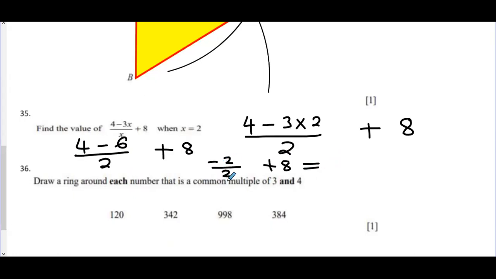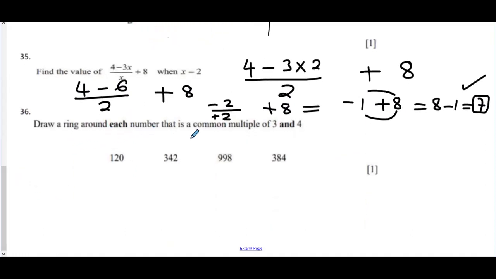Okay. Negative 2 divided by 2. Negative divided by positive is negative. So 2 divided by 2 is 1. Add 8. Now here you have to swap. That will be 8 minus 1, and that will equal 7. See that? That is your answer.